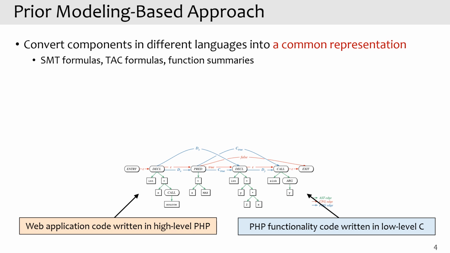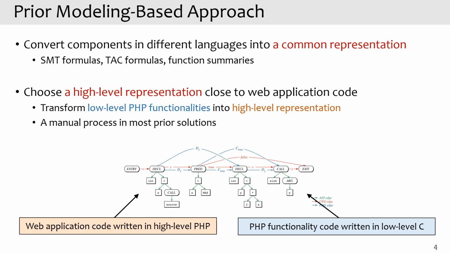To solve this issue, prior solutions take a modeling-based approach. The key idea is that they try to convert the components in different programming languages into a common representation, such as state formulas, tag formulas, or function summaries. And then they often choose a high-level representation that is close to web application code and transform the low-level PHP functionalities into the high-level representation. For example, they will try to convert the basic PHP operators and built-in functions into the common representation. This is often a manual process in most prior solutions.